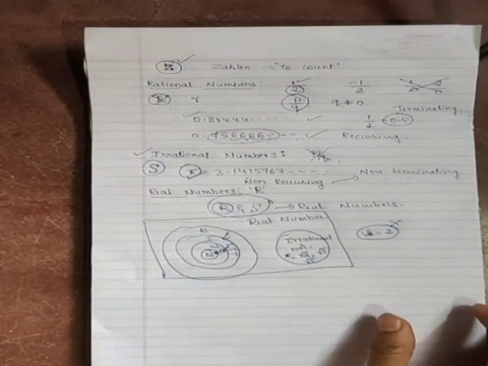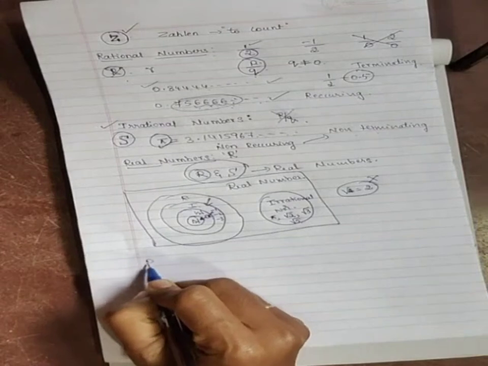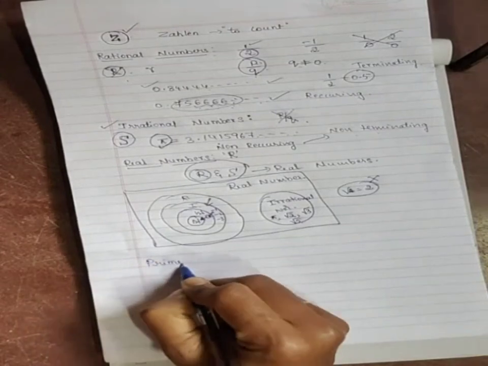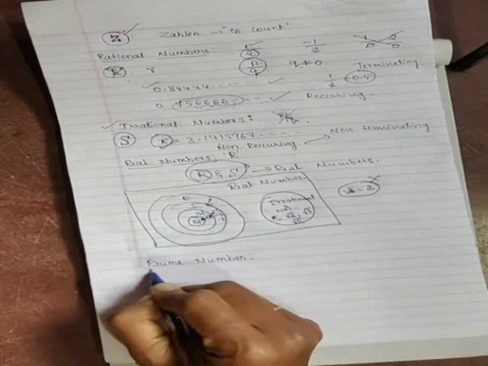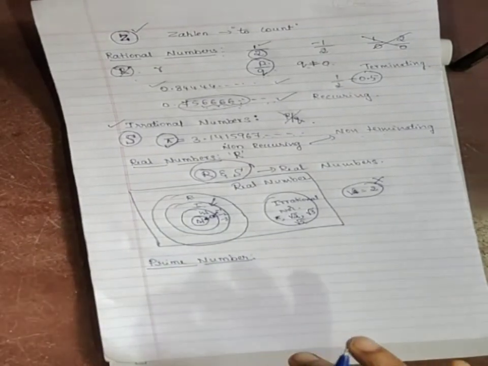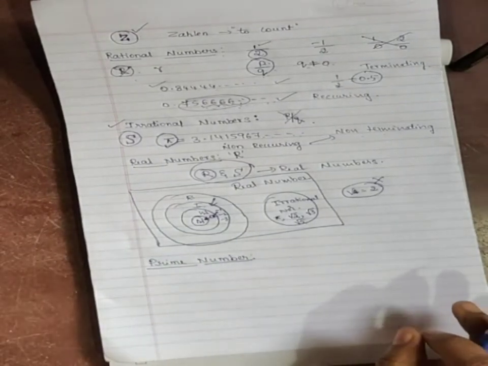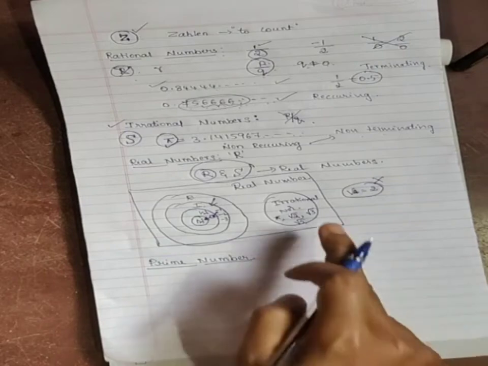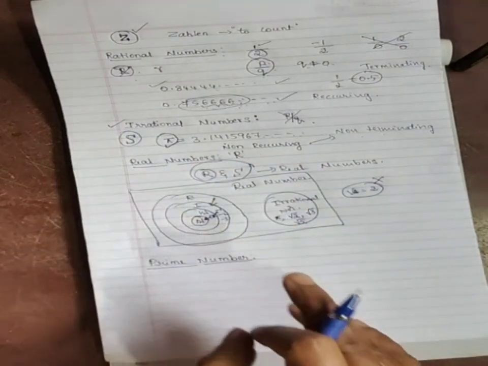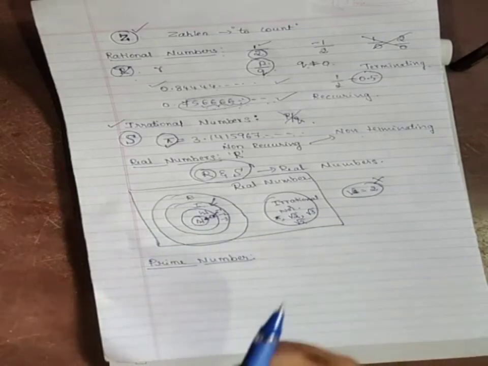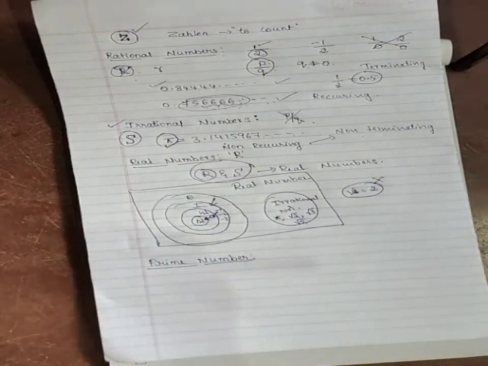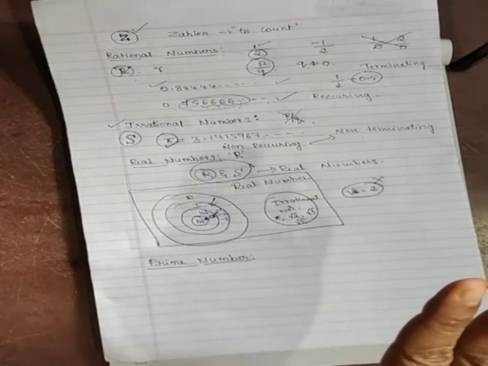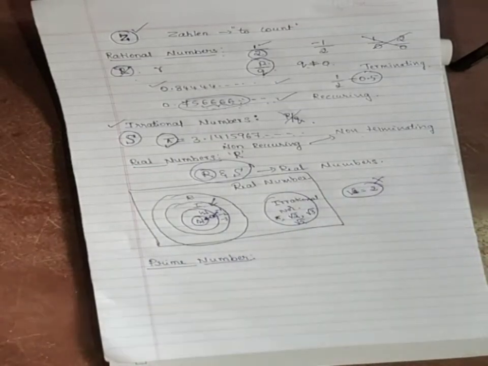Next, one more number is a prime number. It's a very important one. Which type of numbers are we calling prime numbers? Any real number that is divisible by 1 and itself. Those numbers are called prime numbers. So which are the prime numbers?